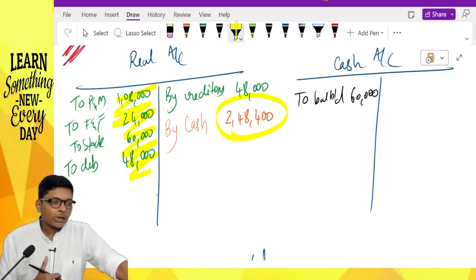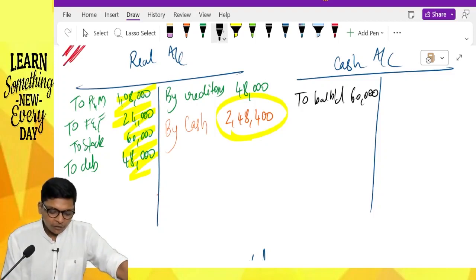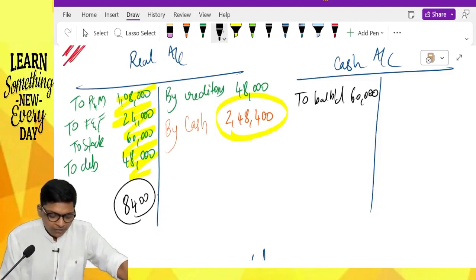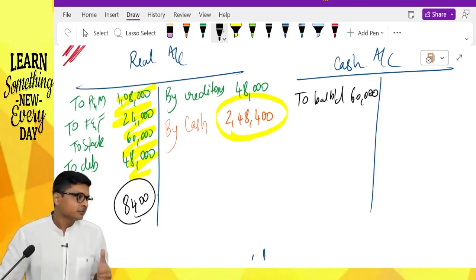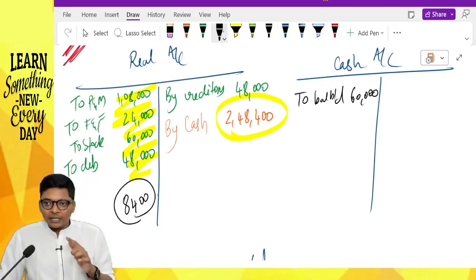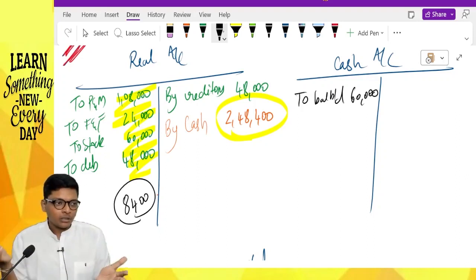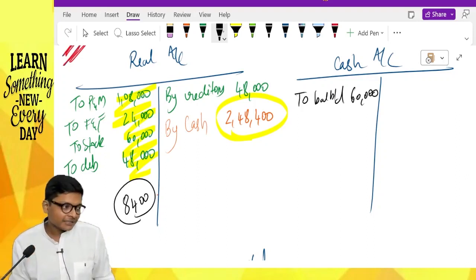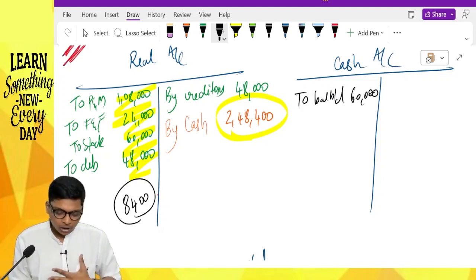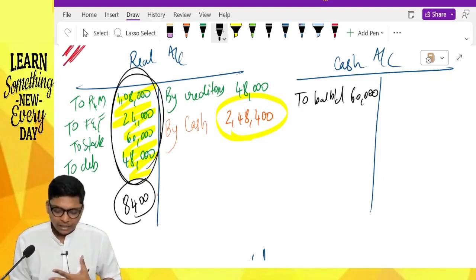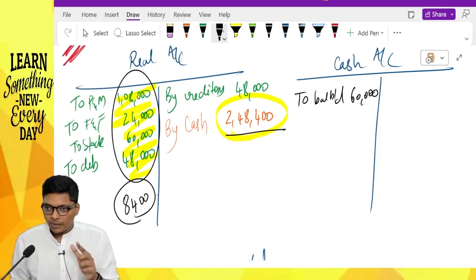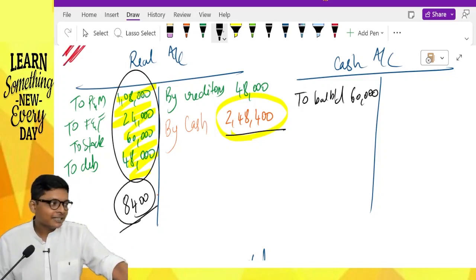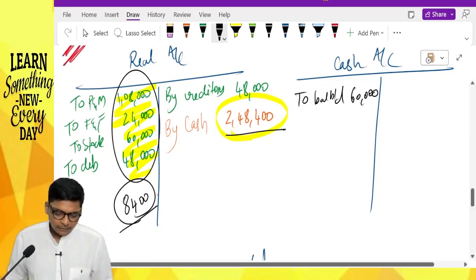We have a profit of 8,000. Profit comes on the income side, the credit side. Correct? Realization account is like a multi-purpose account, but for profit, treat it like a P&L account. So profit is coming this side. Simply put, all these assets are sold for 2,48,400. We have a profit of 8,400. Are you understanding, guys? That's what we basically did.